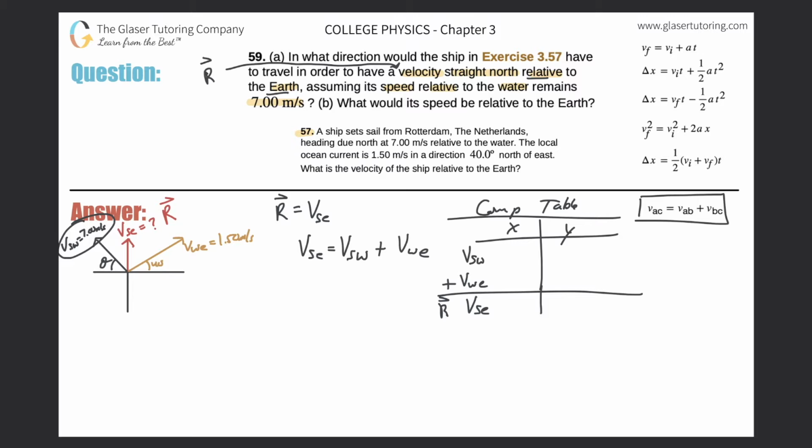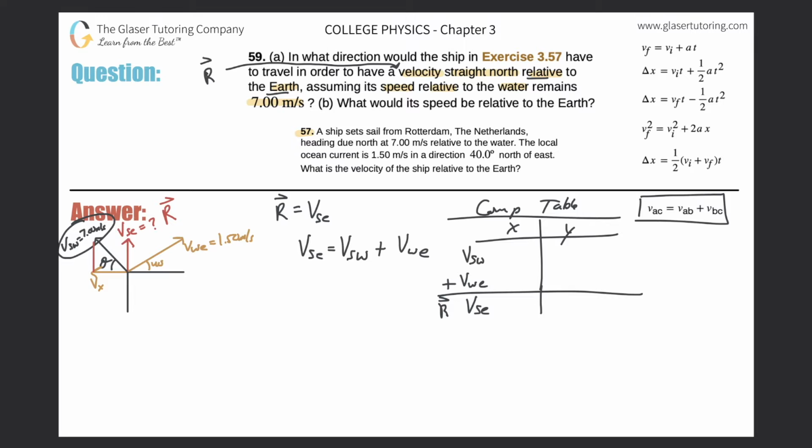So now let's break down the velocity of the ship relative to the water. Here I'm going to break it up into components. So here's the x component of that. I'm just going to call this Vx for now, okay? I was going to do V sub SW sub X, but that's going to be a little crazy. Too many letters all over the place.